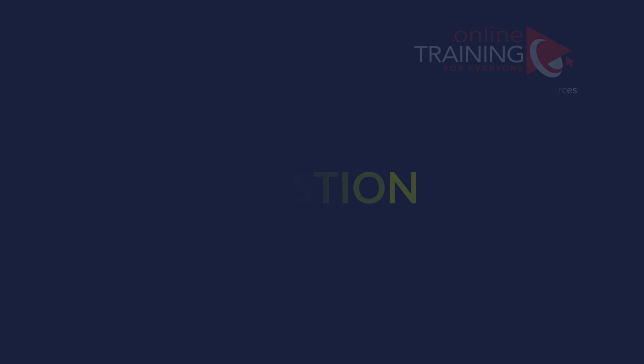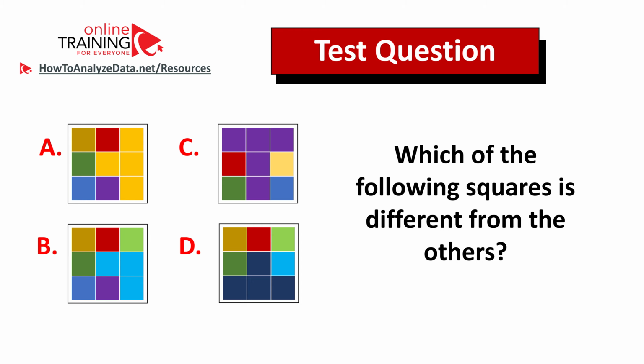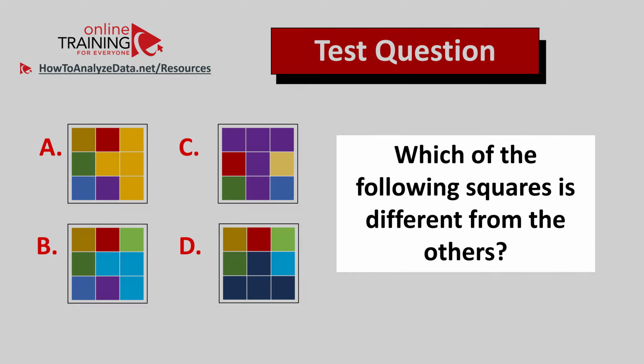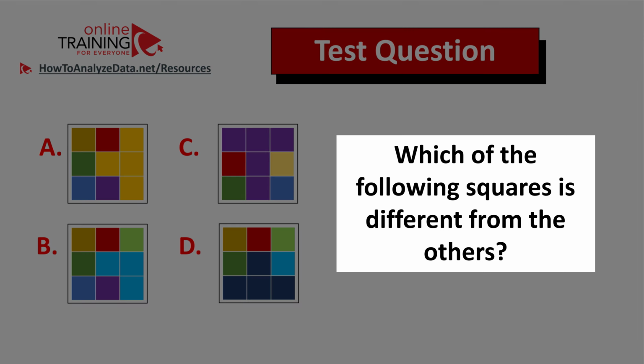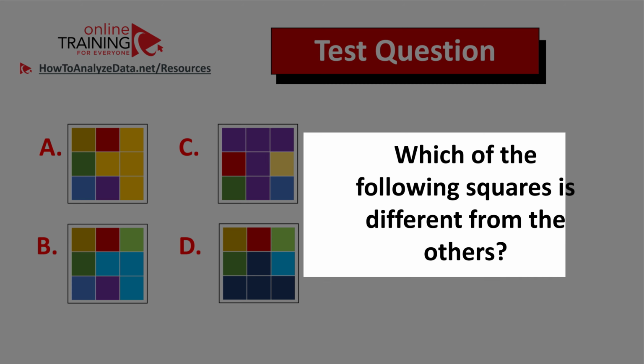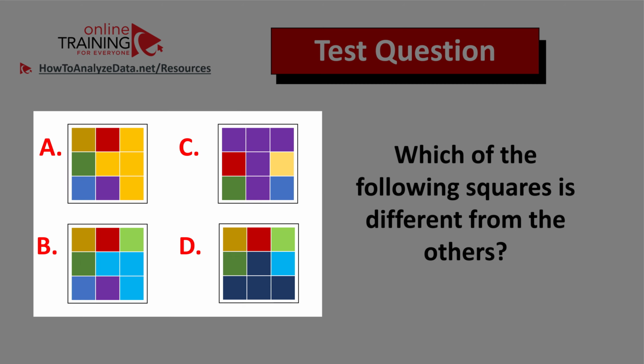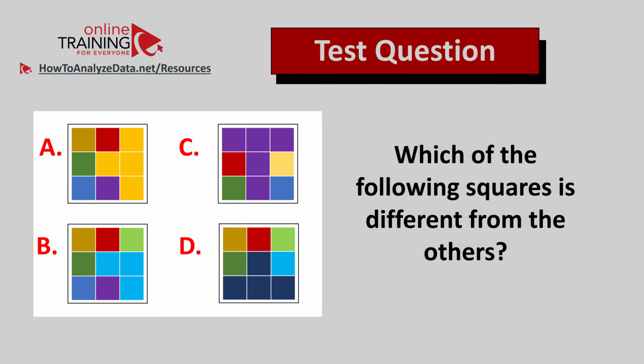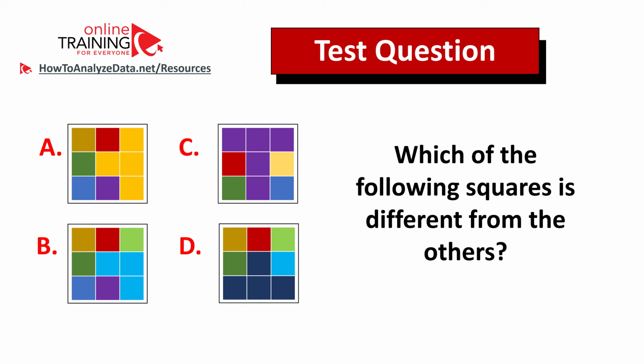Let's look at the interesting question which tests your pattern recognition and analytical skills. Which of the following squares is different from the others? You're presented with 4 squares, each square containing 9 small squares inside of the different colors. You have 4 different choices to choose from: A, B, C, and D. All look kind of similar, but one of them is substantially different. Do you see the answer? Now might be a good time to pause this video to see if you can come up with the answer on your own.